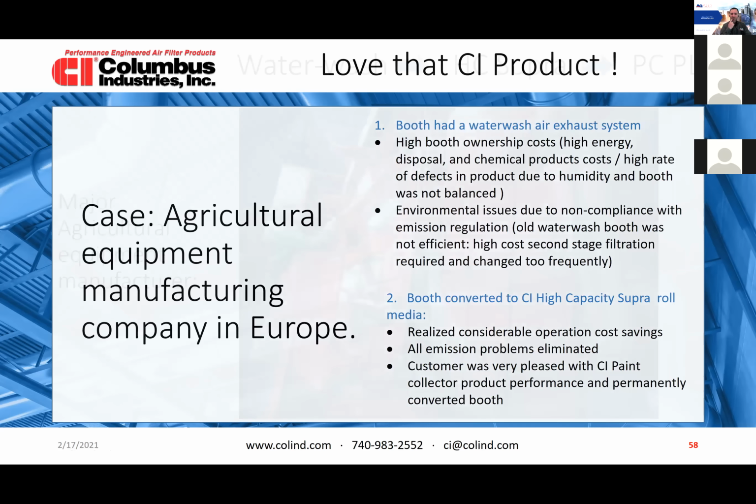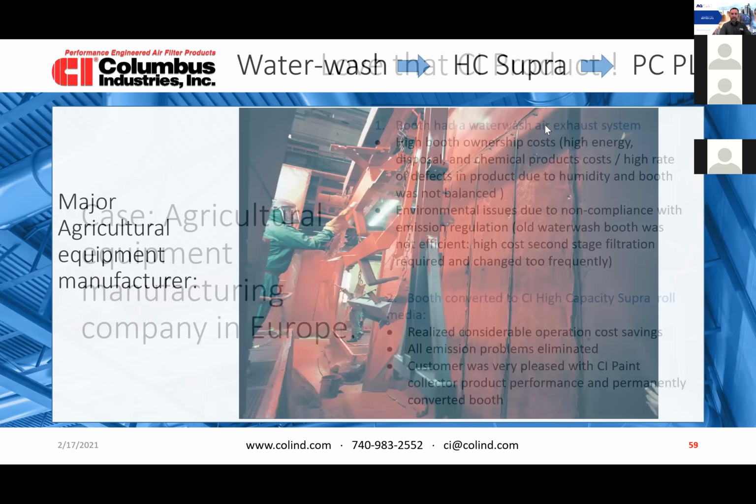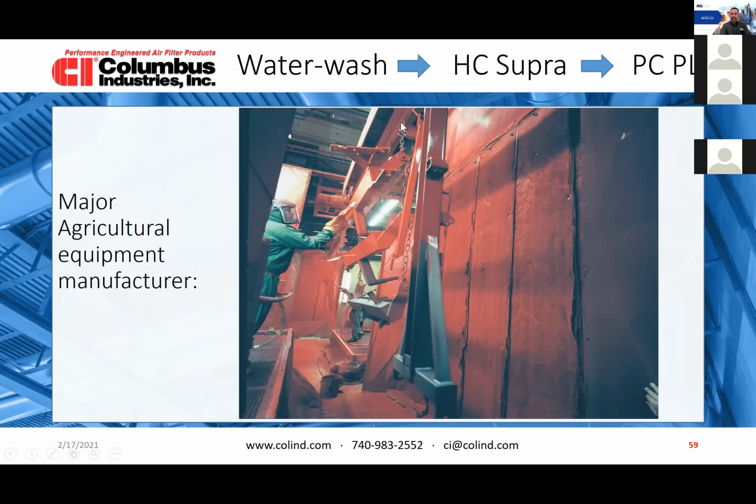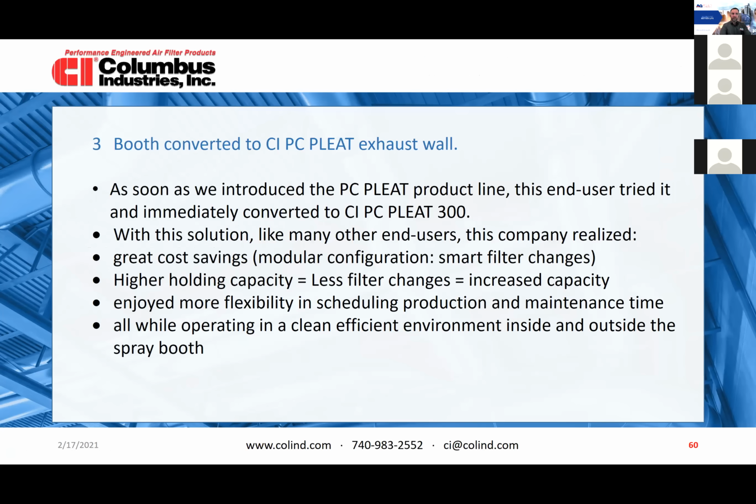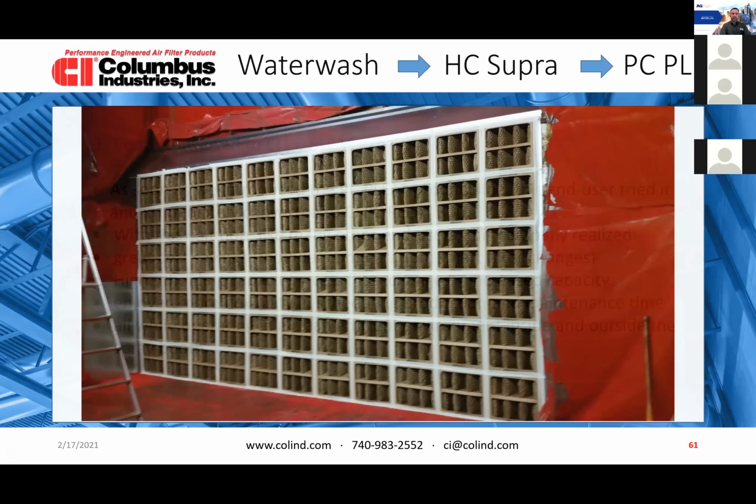So this is the high cap Super 2, or the Super 2 media, in here. It's a big booth. It's spraying from this side, and the other operator is spraying from the other side. This platform goes up and down because the parts are pretty big sometimes, and they have an elevator. A lot of spraying. They moved to our rolls, and they were happy with that. Then when we introduced the PC Pleat, they went to the PC Pleat. This is one of the 2 sites where we installed the PC Pleat, and they're very, very happy.